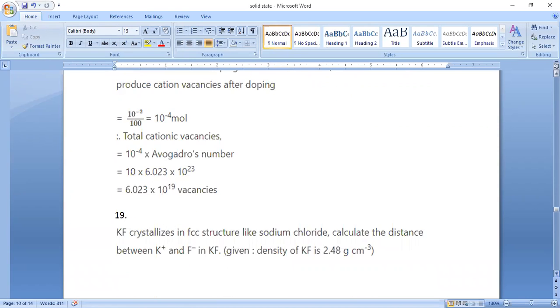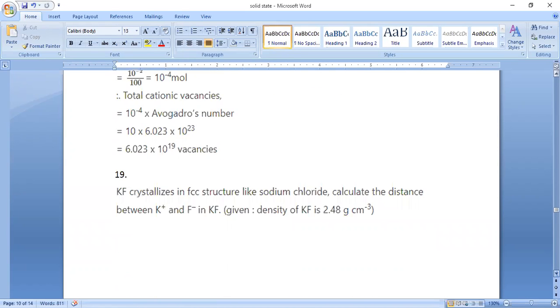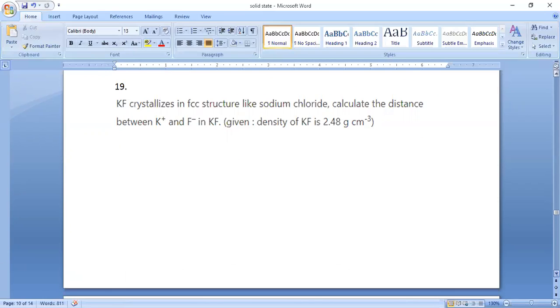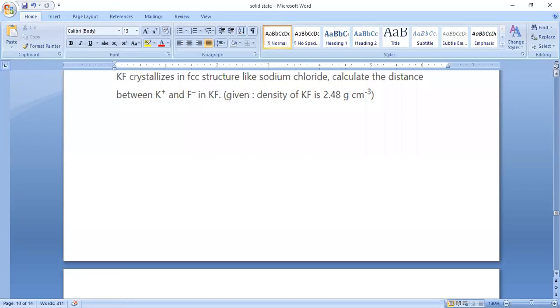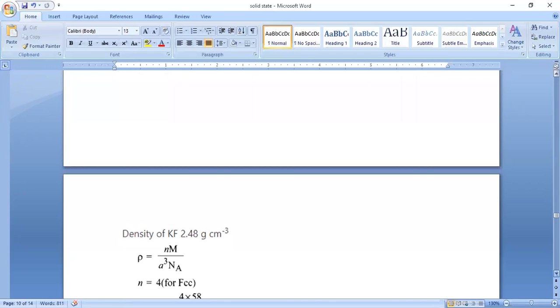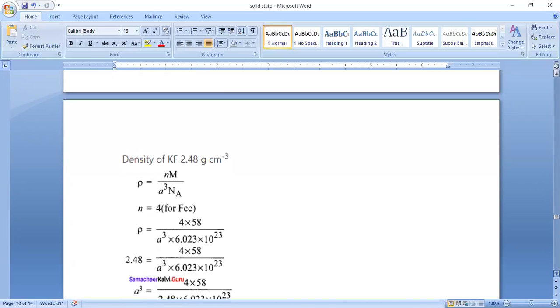Next question number 19. KF crystallizes with the FCC structure like sodium chloride. Calculate the distance between K+ and F- in KF. The density is given in the question, that is 2.48 gram per centimeter cube. So the density of KF is 2.48 gram per cm cube.